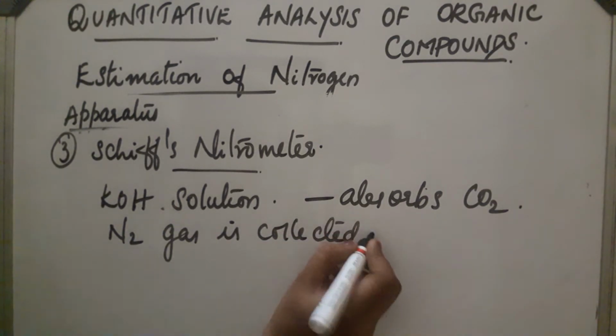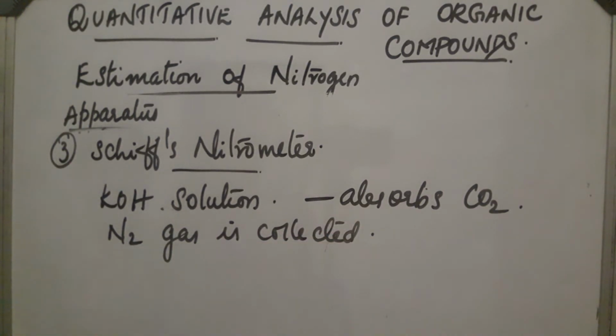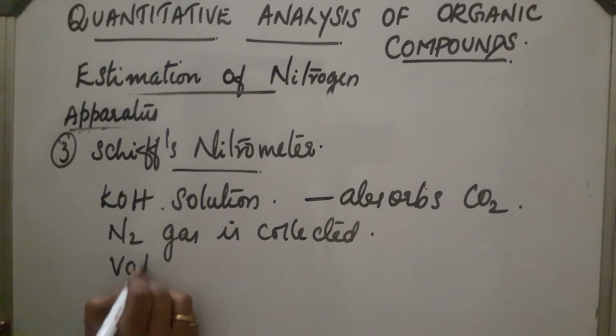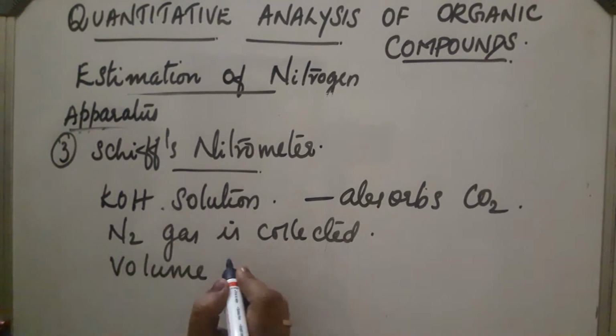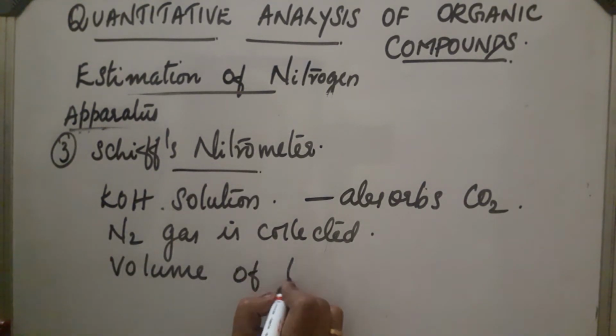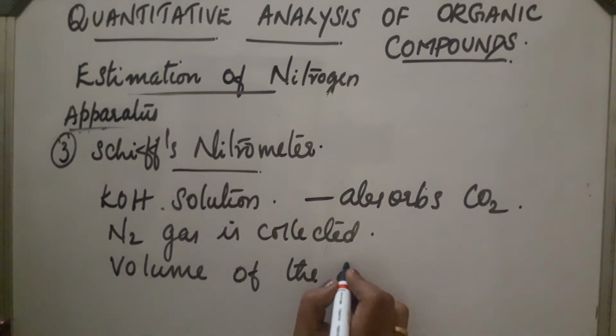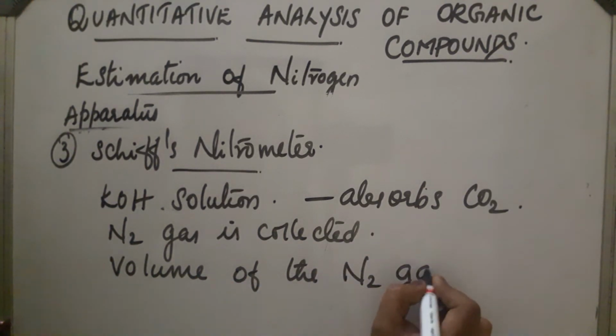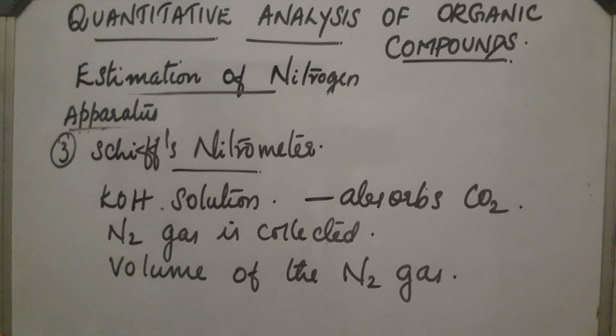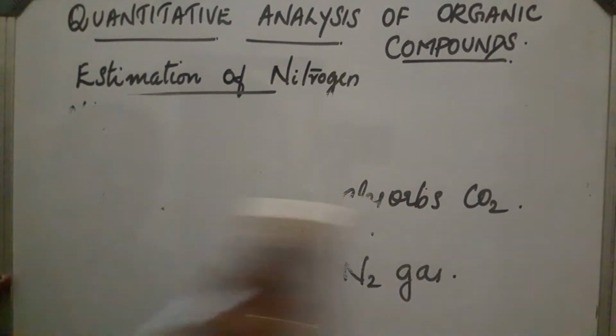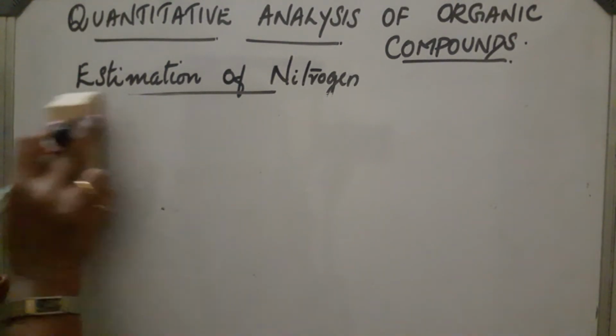From the graduated tube, the volume of the nitrogen gas produced can be read. So we will get the volume of the nitrogen gas, and from this we have to calculate the volume of nitrogen at STP. Next, we can explain the calculations.